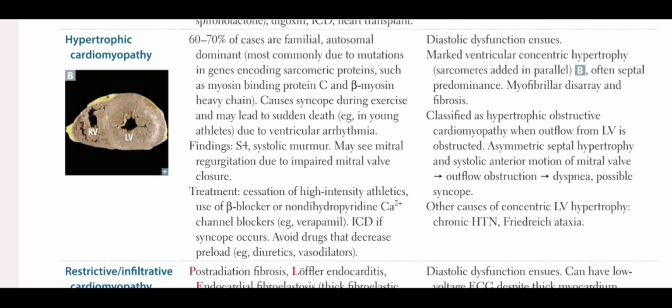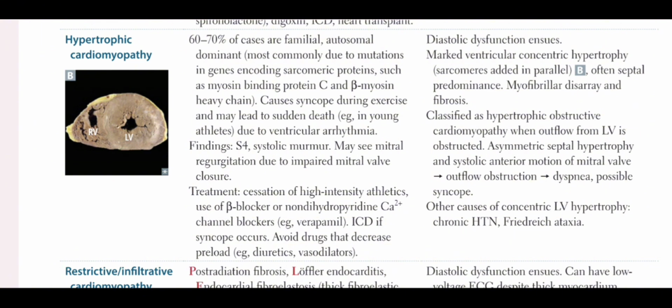Next up, we have hypertrophic cardiomyopathy. So, 60 to 70% of cases of hypertrophic cardiomyopathy are familial disease. They are transferred in an autosomal dominant fashion from parents to their offspring. It is most commonly due to mutations in genes that encode sarcomeric proteins such as myosin binding protein C and beta myosin heavy chain. It results in syncope that is most prominent during exercise.